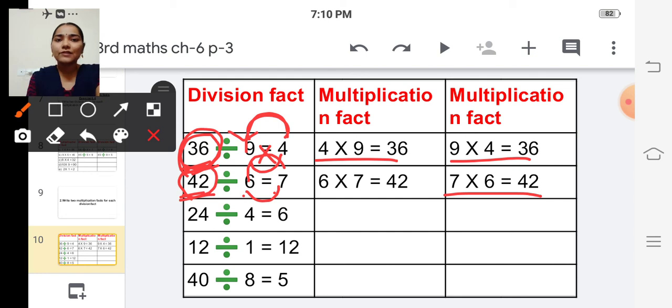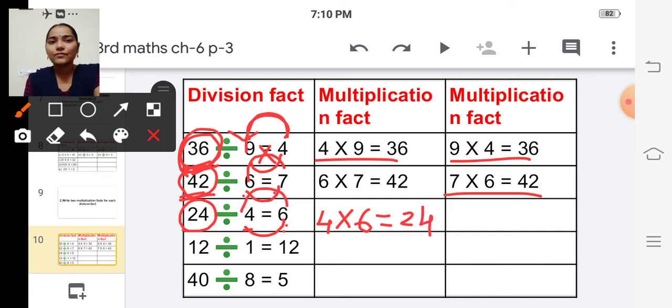So in this, 24 divided by 4 which is equal to 6. So here the dividend is the product of these two numbers. So the dividend is 24. So 24 is the product. So we can write 4 into 6 which is equal to 24. And next one is 6 into 4, which is equal to 24. Okay. So these are the two multiplication facts.